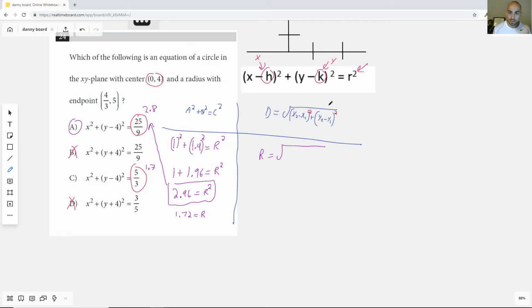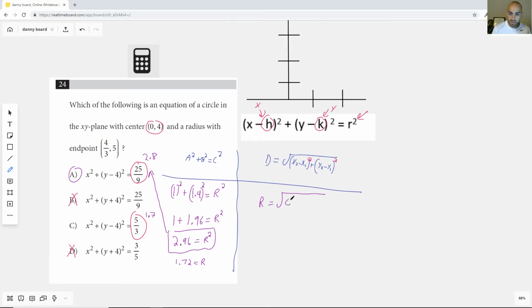Our x coordinates: let's do 0 minus 4 over 3. Or you know what? Let's put that back in our decimal form, right? So 1.4 squared, plus what our y coordinates are, and that would be 4 minus 5, squared.